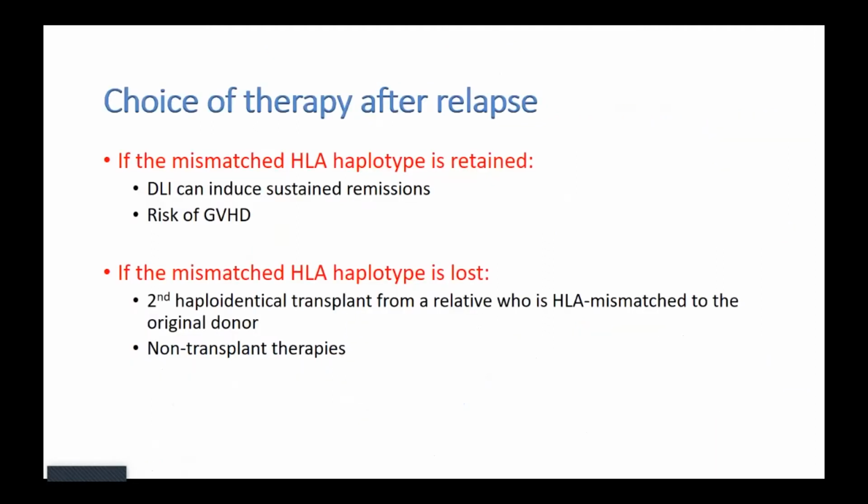So how do we choose therapy? If the mismatched HLA haplotype is retained, then DLI should be considered, keeping in mind the risk of graft versus host disease. Now, if the mismatched HLA haplotype is lost, then a second haploidentical donor from a relative who is HLA mismatched to the original donor should be sought, or non-transplant approaches should be considered.